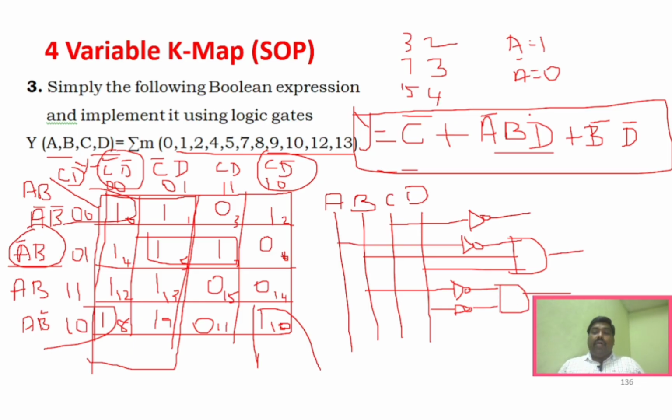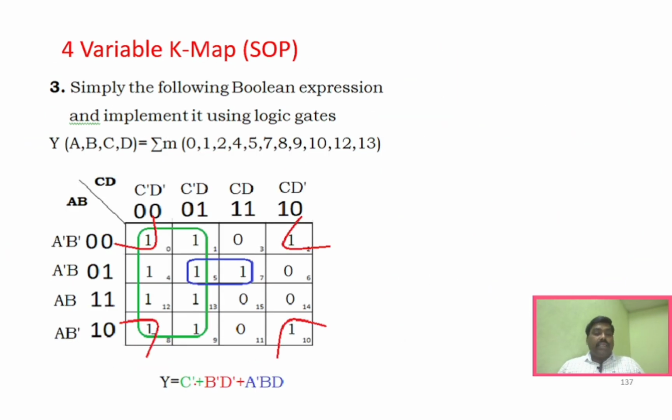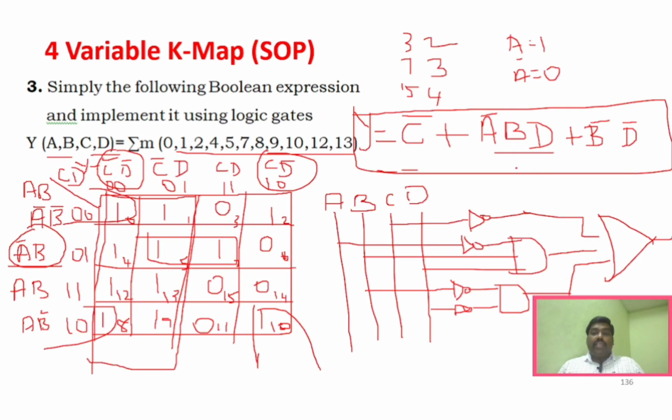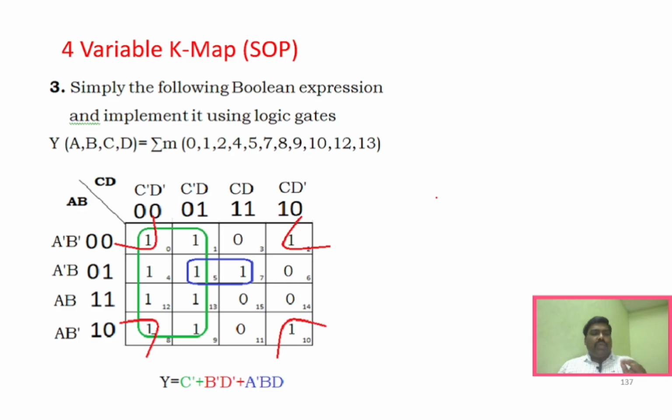And now all these things should be added, so it will be an OR gate. It will be the OR gate of the combination, right? So we'll check the answer. This is how you have to draw the logic gates. Now we'll check the answer. It's C bar, B bar D, A bar B D, right? So you can see here C bar, B bar D, A bar B D, and B bar D bar. Same answer we got, correct? So you have to follow the steps very correctly.